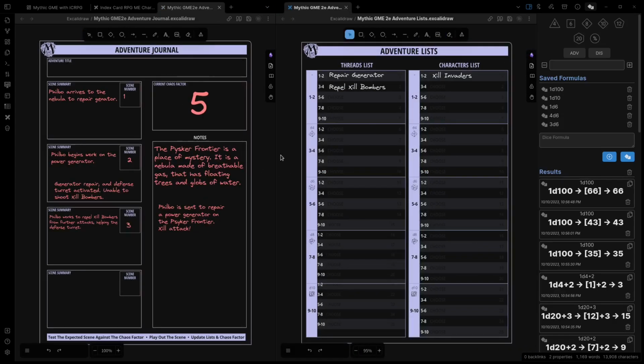So what I would do here is I would use this adventure journal. I would pick a thread. If I didn't know which one to work on, I would roll a 1d10. So I could do a d10, say 10, I choose. So I would have to repair the generator. However, that has been completed. So what we would do is we would just strike it from the list, bump this up, and then continue on from there. So now my new thread is repel Zil bombers.